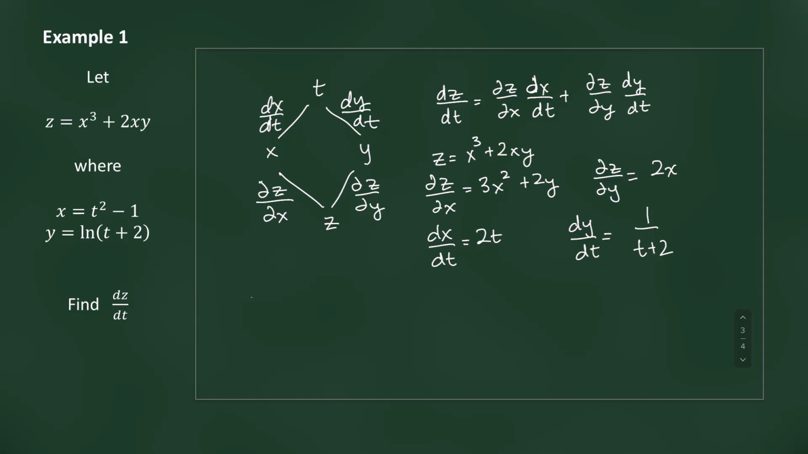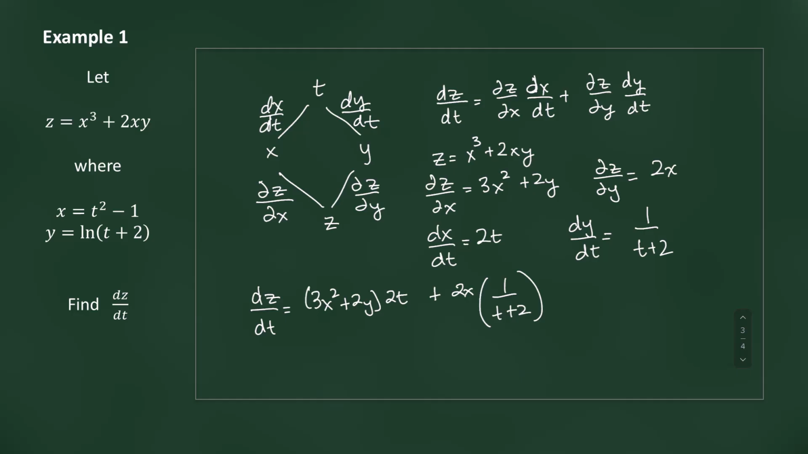All right, so now we can build this with all of the pieces. We get that dz/dt is going to be dz/dx, or the partial of z with respect to x, so 3x squared plus 2y, times 2t, plus the partial of z with respect to y, so 2x times dy/dt, 1 over t plus 2.